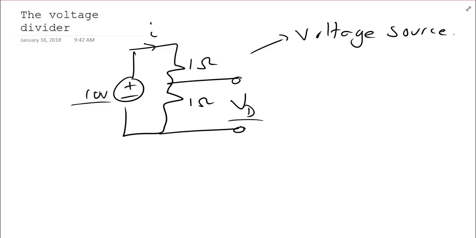Now, it's important to note that voltage dividers aren't particularly good voltage sources. However, the setup here, where we have two resistors or more in series, and where we were interested in the voltage across each of them, is quite common. And it's actually used many ways to either read a sensor or to provide a known voltage. So the question is, what is VD?